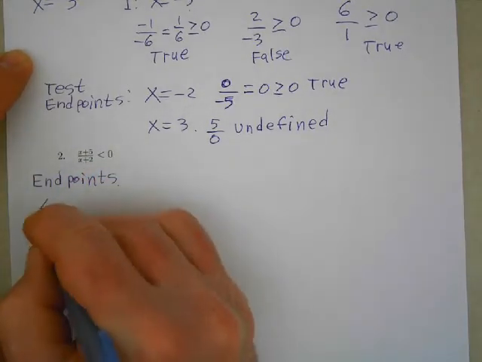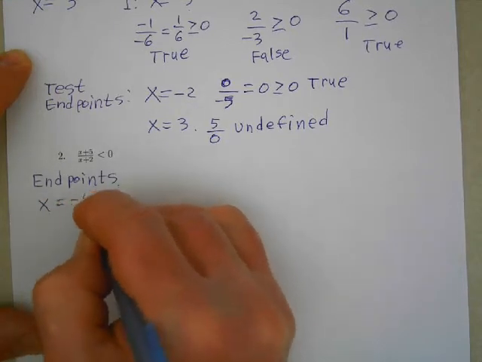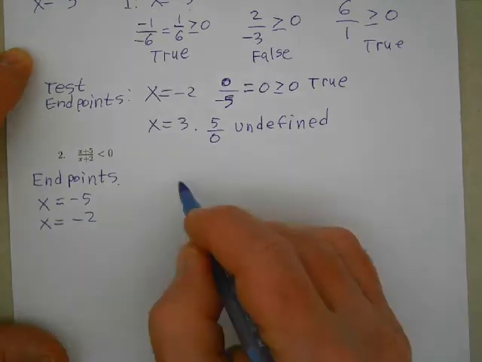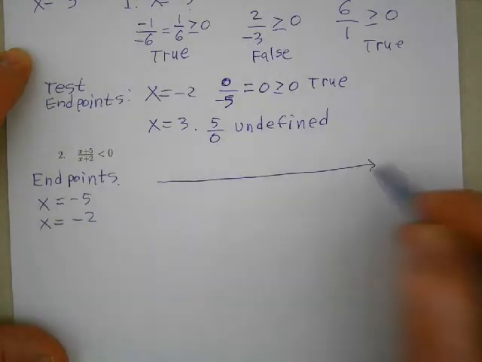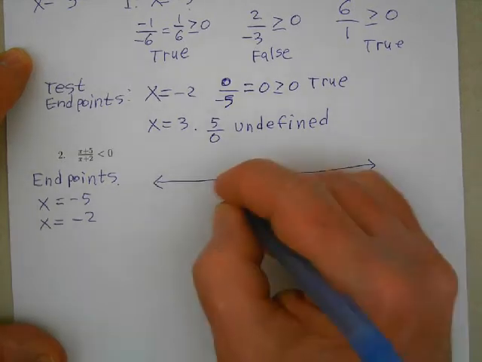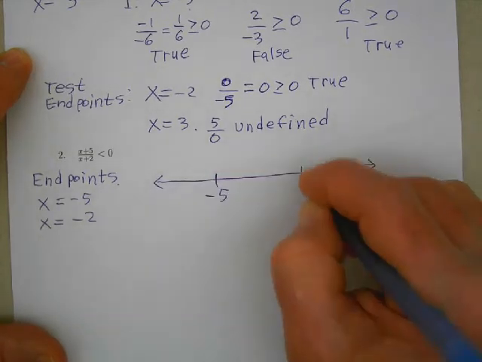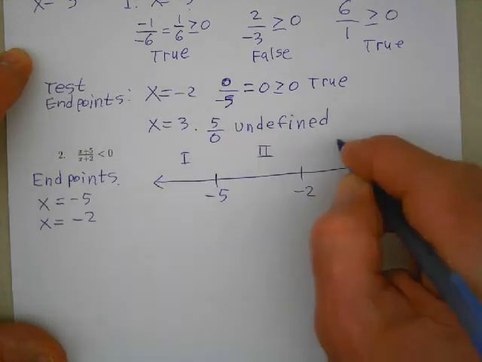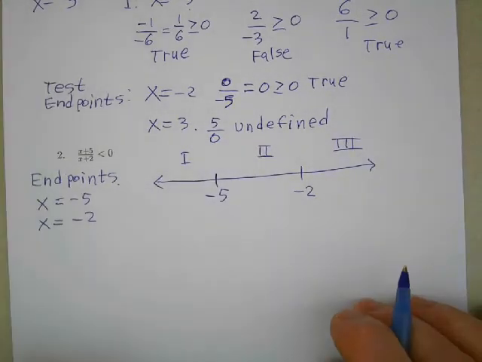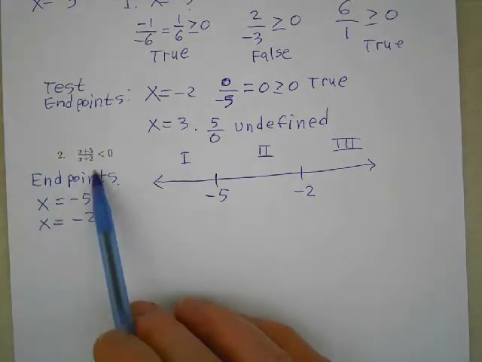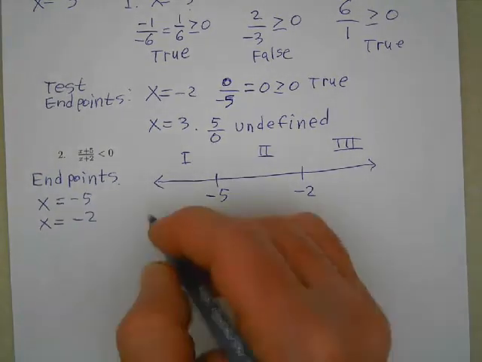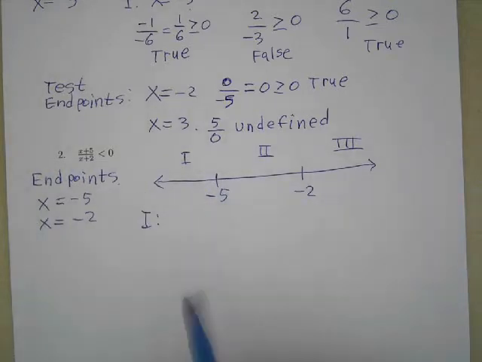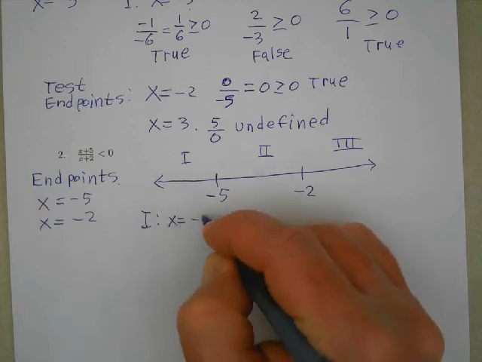The x value that makes the numerator 0 is -5. The x value that makes the denominator 0 is -2. And so we'll draw a number line again and plot the endpoints. -5 is to the left of -2. Those divide the number line into 3 separate intervals, and we want to find the intervals that are solutions to that inequality. In the interval on the left, between -∞ and -5, I'll pick -6.